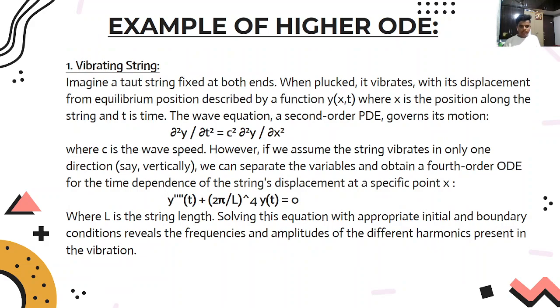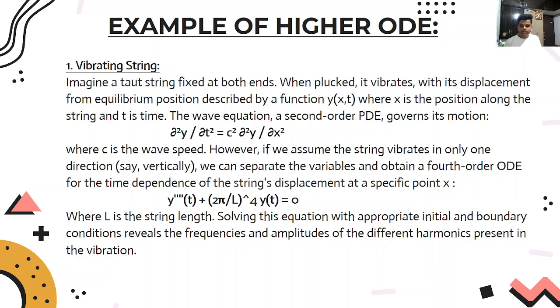Then let us see examples of a higher order differential equation. At first, vibrating string. Imagine a taut string fixed at both ends. When plucked, it vibrates with its displacement from equilibrium position described by a function y of x comma t, where x is the position along the string and t is the time. You can see the equation where c is the wave speed.